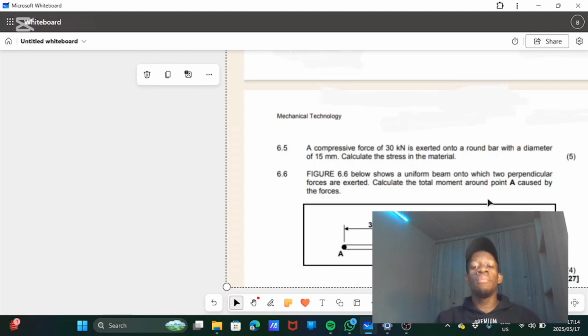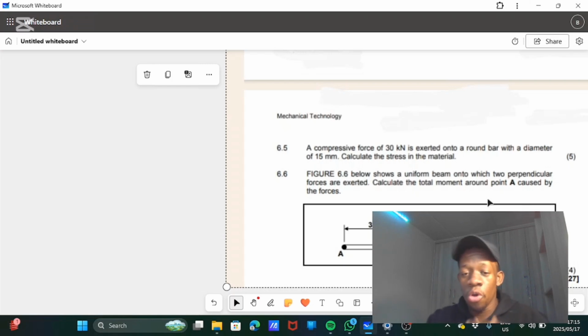A compressive force of 30 kilonewtons is exerted onto a round bar with a diameter of 50 millimeters. Calculate the stress in the material.